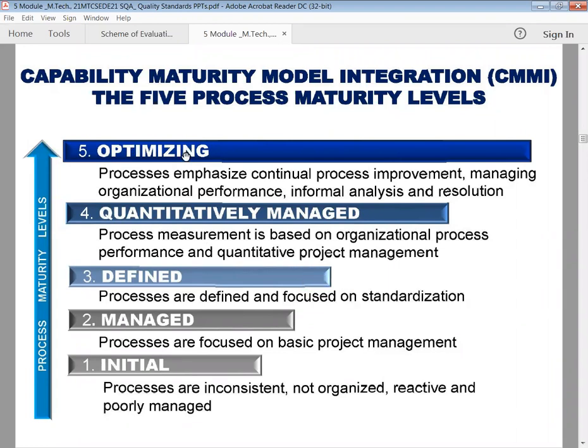If you go for the optimization level, the process emphasizes continuous improvement. You should show some progress every year, every 6 months or every 1 year. And we will set a short-term goal as well as a long-term goal. The short-term goal is what we are going to do in the next 3 months, next 6 months, or next 1 year, what our progress is. But if you go for a long-term plan, after 5 years, I want to be the top leader.